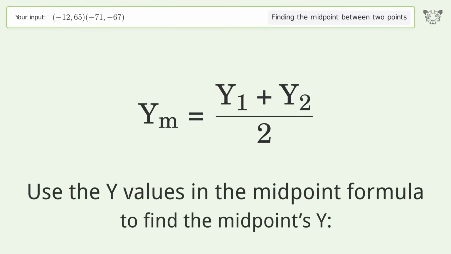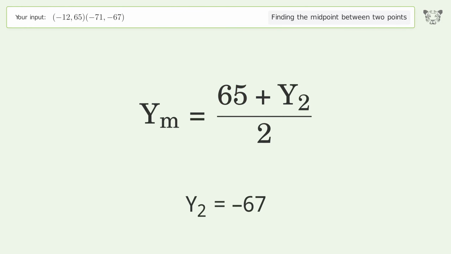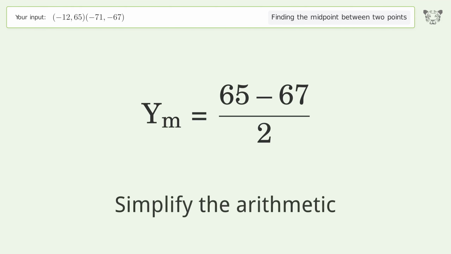Use the y values in the midpoint formula to find the midpoints y. y1 equals 65. y2 equals -67. Simplify the arithmetic.